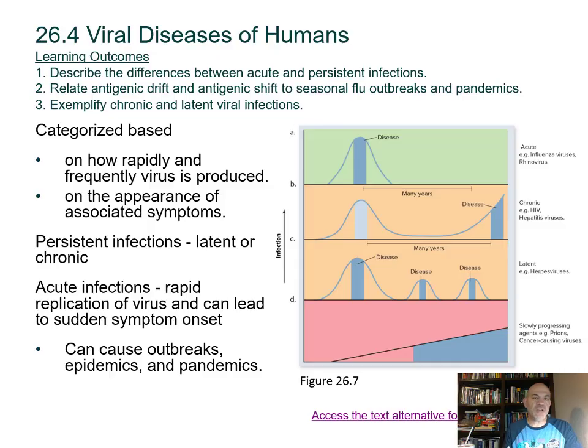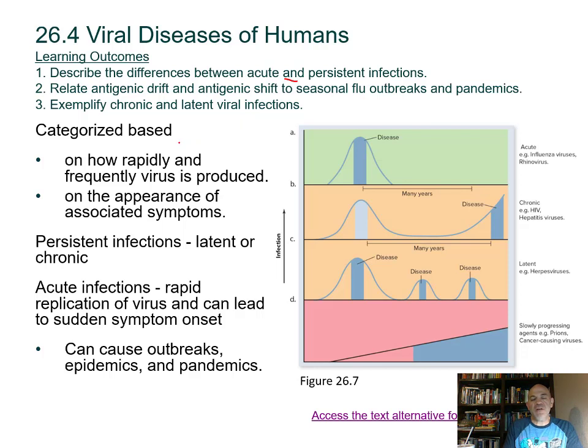So in this section, we're going to look at viral diseases that affect humans, and your learning outcomes here are going to be to describe the difference between acute and persistent infections, and then relate antigenic drift and antigenic shift to seasonal flu outbreaks and pandemics. This will help us understand how you need a flu vaccine every year. And then look more closely at chronic and latent viral infections that we see in humans.